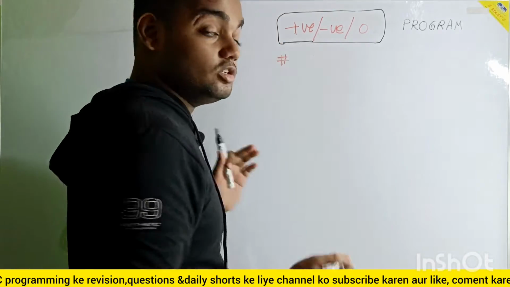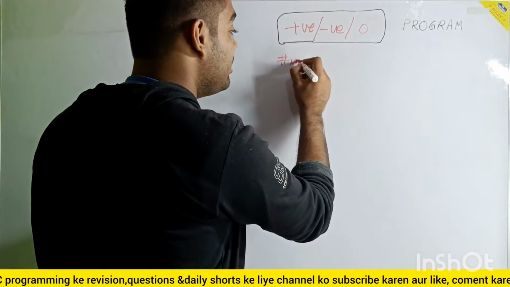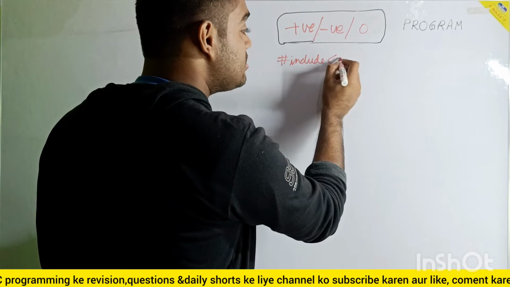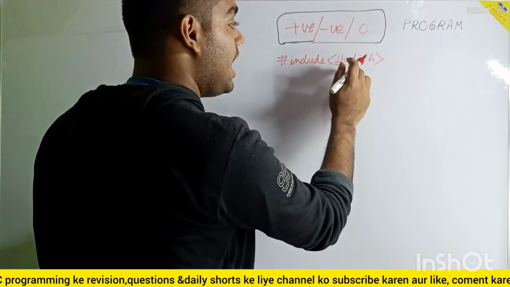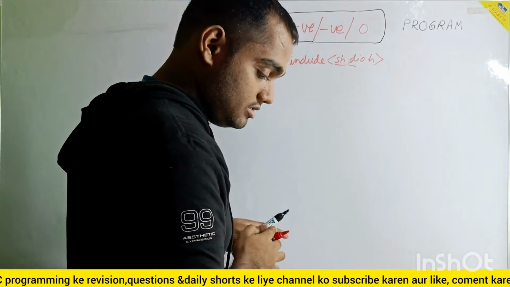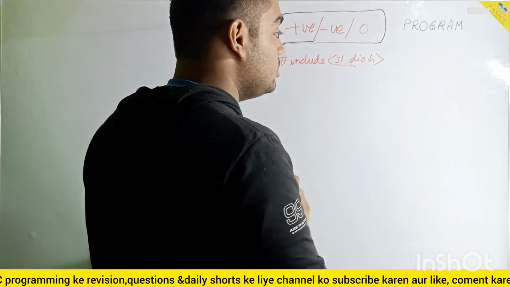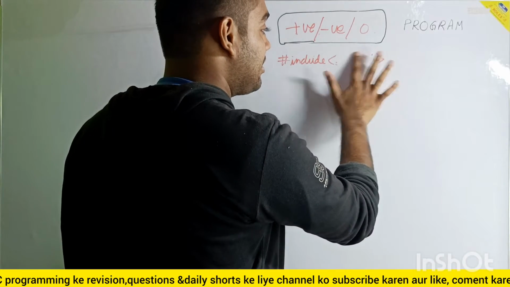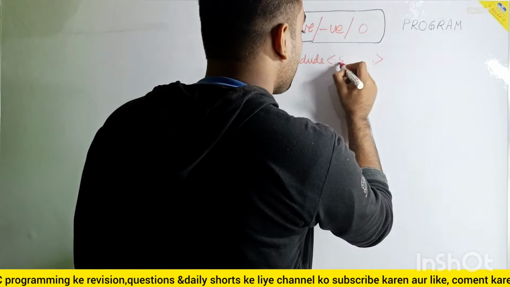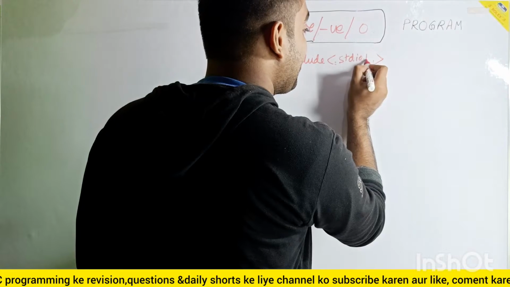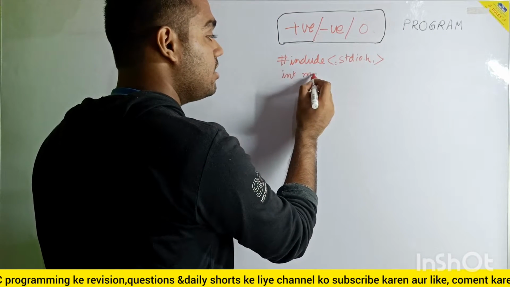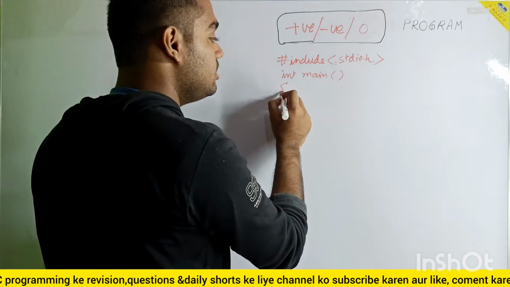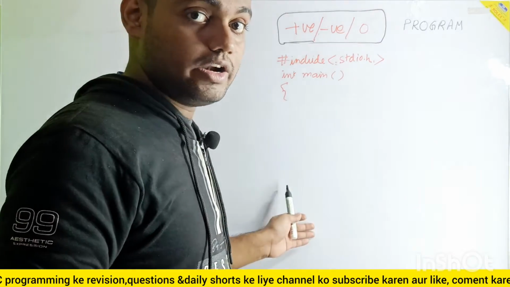As usual in C, we write #include <stdio.h>. stdio is standard input output. This is a header. So we are going to write int main. This is our main function. Here we'll do the coding.